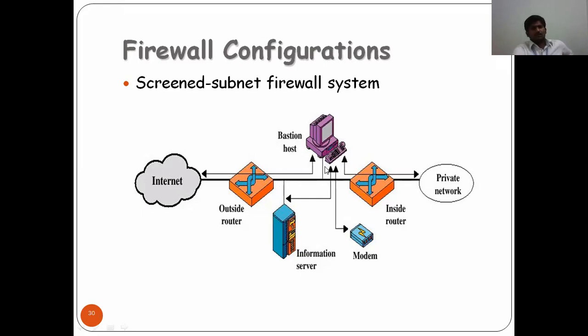Then we have one bastion host, then some information security. Some inside router we are going to make. This router is going to access some private networks. Through this router we may access some other systems in the network. That is the screened subnet firewall system.